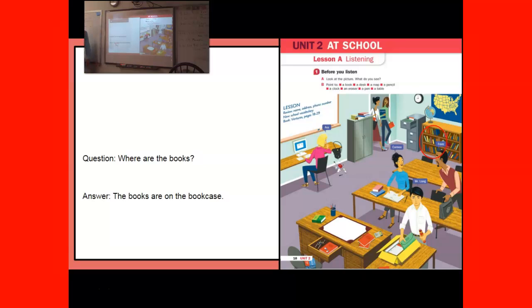So really, because I use bookcase here, it really probably would be better to say in. The books are in the bookcase, okay? I'd give it to you either way, because that's kind of tricky. All right, let me erase that. Let's go to the next one.